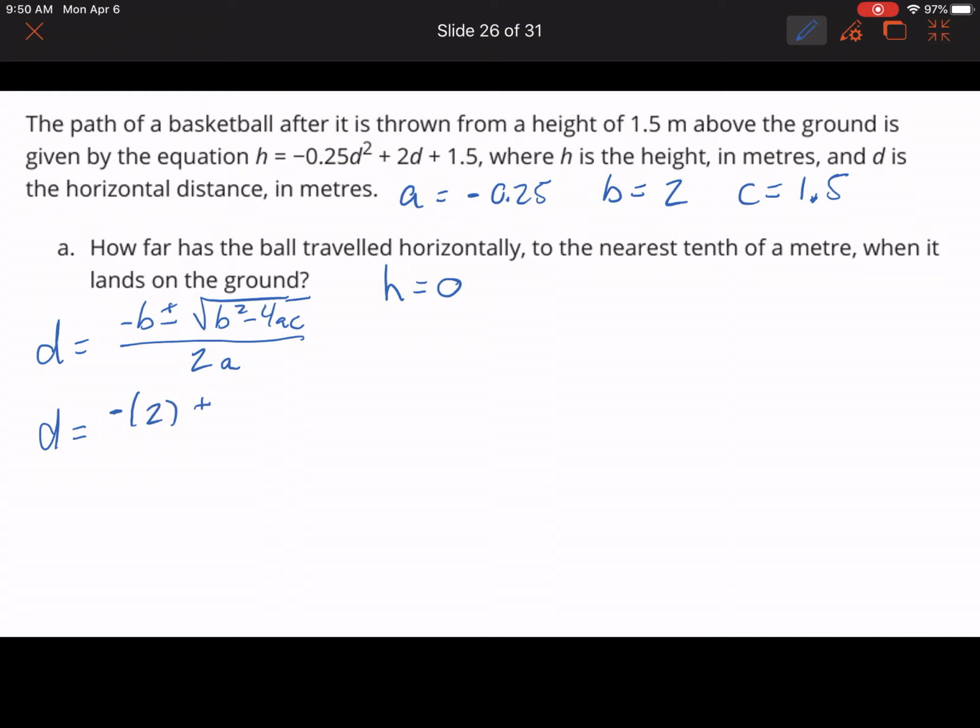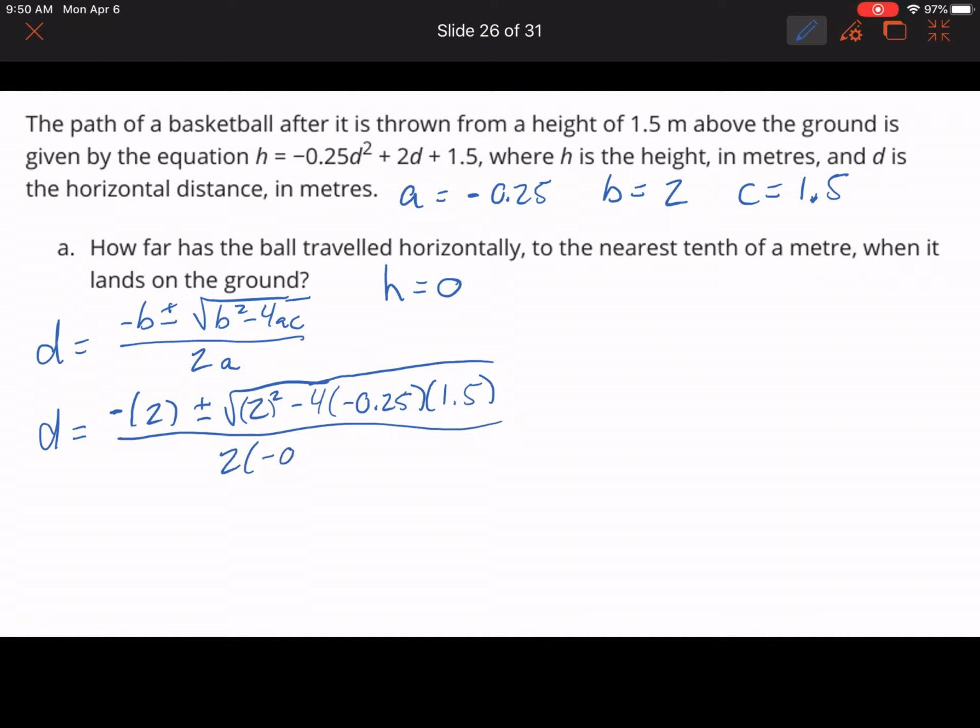So we got negative 2 plus or minus the square root of 2 squared minus 4 times negative 0.25 times 1.5, all under the square root sign, all divided by 2 times negative 0.25. So it looks complicated at first.